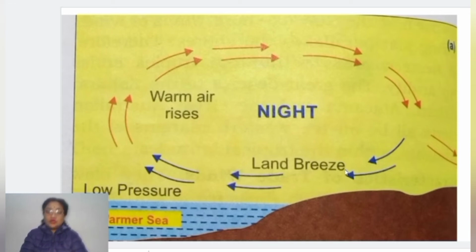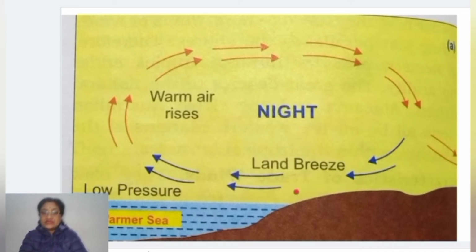And as we all know very well, winds blow from high pressure to low pressure. So in this case, because the high pressure is over the land, the winds start blowing from the land towards the sea. That's why these are called land breeze. One more thing: winds are always known by the direction, by the region from where they come.